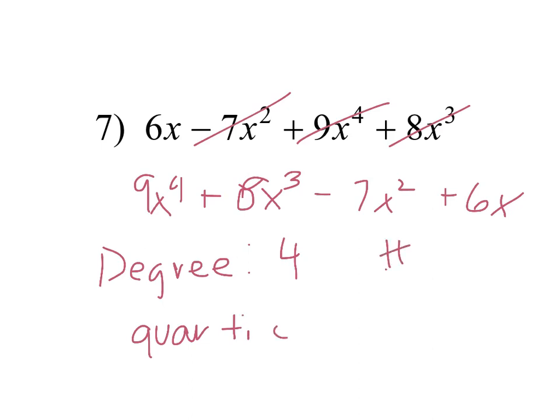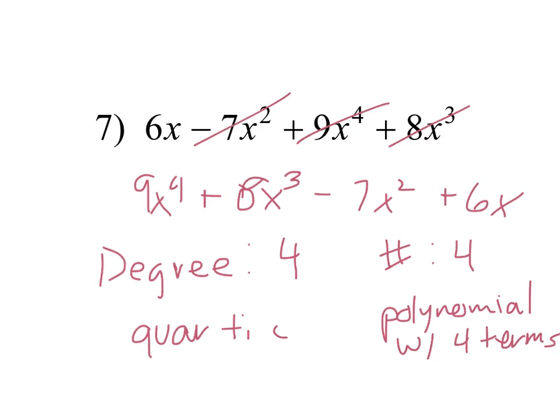And how many terms do we have? 4. What do we call something with 4 terms? A polynomial with 4 terms. Remember, there's only a name for 1, 2, and 3: monomial, binomial, and trinomial. But if it's more than that, we just call it a polynomial with 4 terms. And if it's 5 terms? Polynomial with 5 terms.